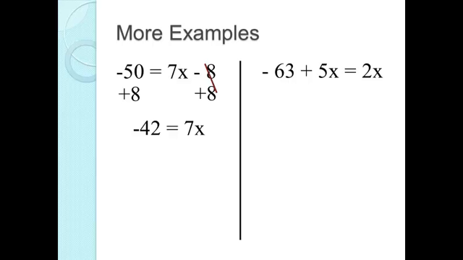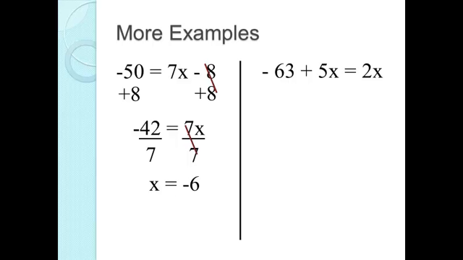In order to get rid of the 7, since it's being multiplied by x, we can divide by 7 on both sides. On the right-hand side, the 7's will cancel. And on the left-hand side, negative 42 divided by 7 leaves us with the answer x equals negative 6.